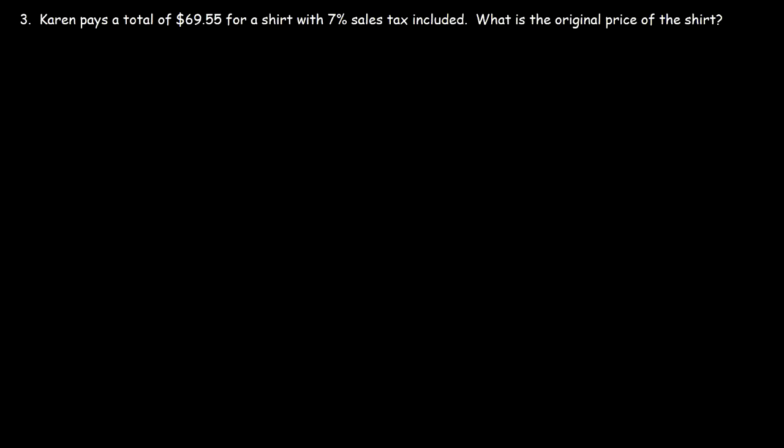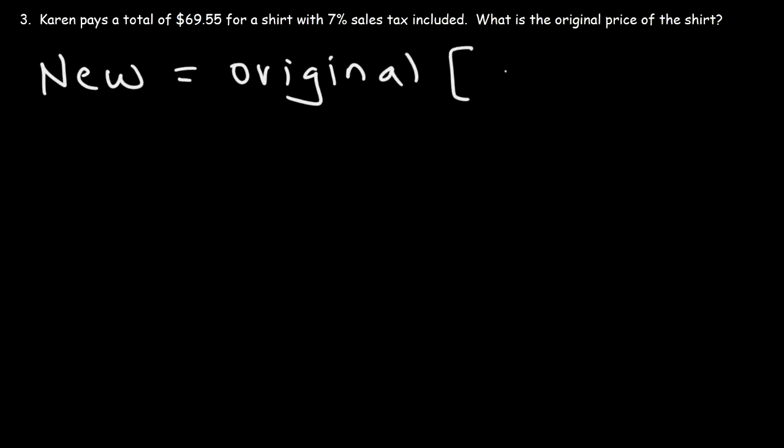Number 3, Karen pays a total of $69.55 for a shirt with 7% sales tax included. What is the original price of the shirt? Now in this case, it's going to be very helpful to use that formula. Without the formula, it's going to be difficult to work backwards. So this is when the formula makes life a lot easier.